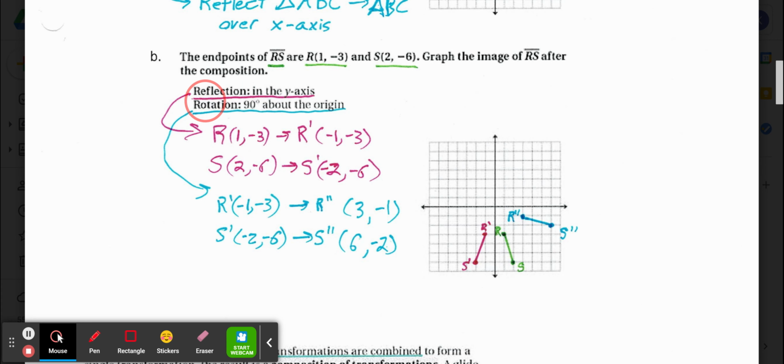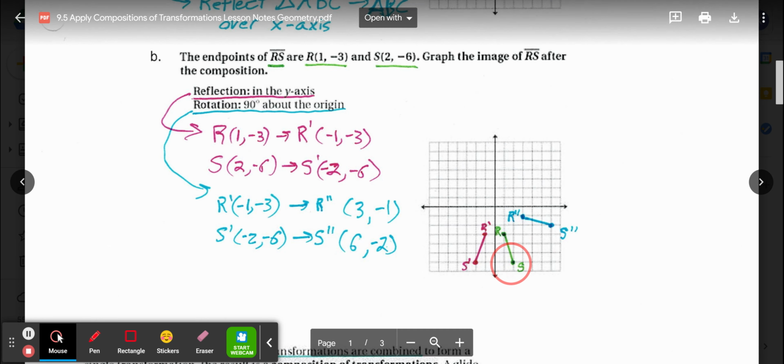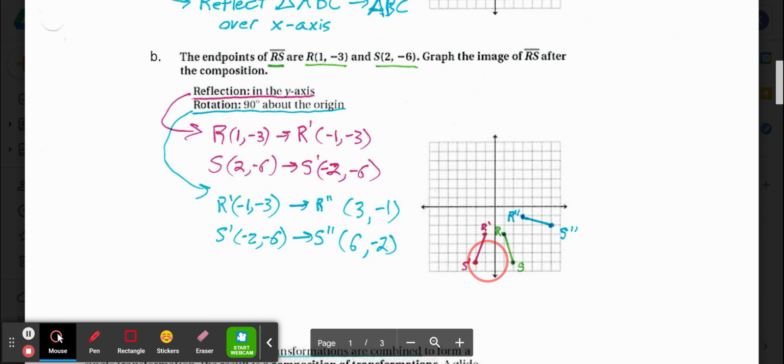Our composition is a reflection in the y-axis, followed by a rotation of 90 degrees about the origin, which would be (0, 0). So first, let's do the reflection. We're taking RS and reflecting it over the y-axis. Our points would be R prime at (negative 1, negative 3) and S prime at (negative 2, negative 6). So there would be segment R prime S prime.